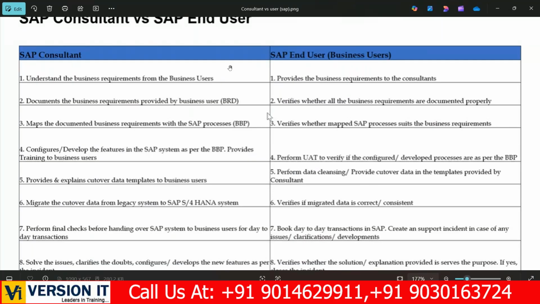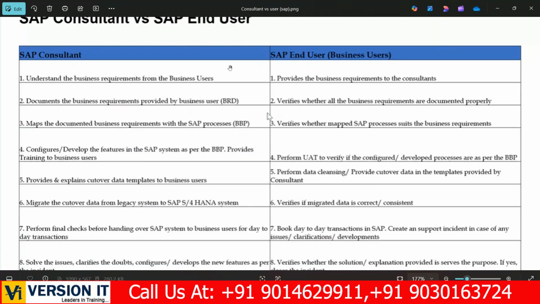General ledger life cycle. In the market, they used to call it R2R. What is R2R? Record to report. Record to report is nothing but the GL life cycle, the general ledger life cycle.